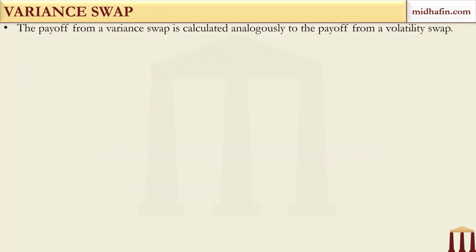Variance swap is basically an analogy of volatility swap, because we know that variance and volatility are related. Volatility is simply the square root of variance. Here, the variance notional principal is defined.